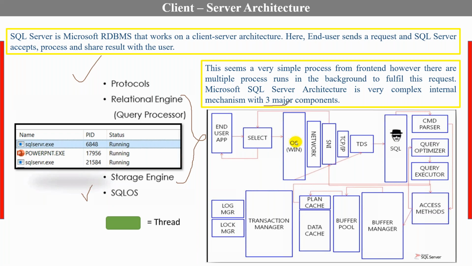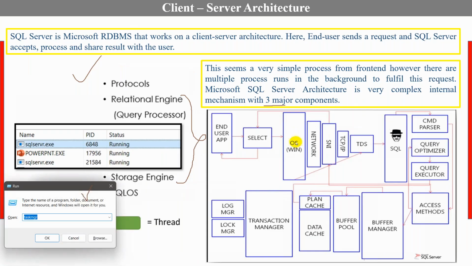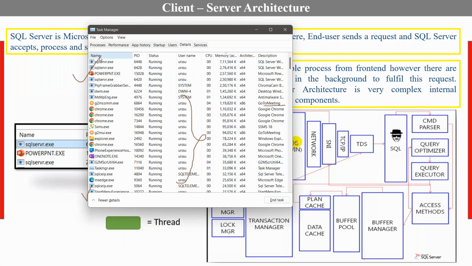Even when you go to Task Manager, when you open the Task Manager, you will see how many SQL services are currently running. Currently in my laptop, three SQL Server instances are running. That means three database engines are running on my local laptop. That's the reason you are able to see one, two, three, and each SQL Server has one process ID.